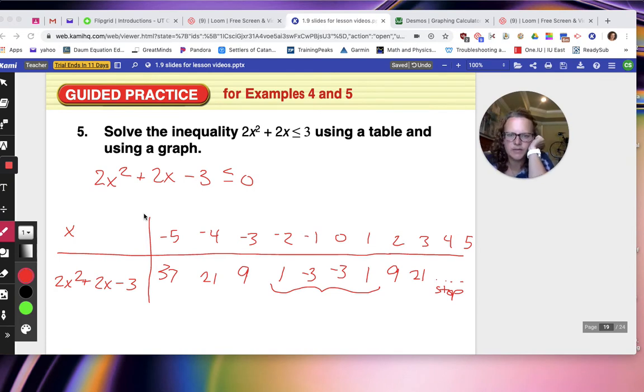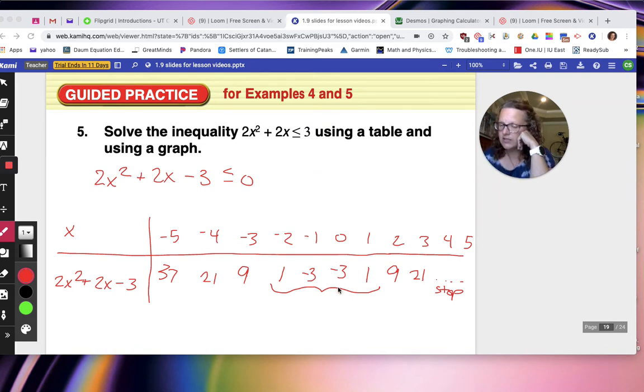So I did the table. If you look, I started at negative 5. That was way too low. Once I got to the middle and went back down, I actually don't have to finish. I can stop. Now we're trying to figure out where this expression is less than or equal to 0. We actually never get the 0. So we know the solution is in here somewhere, somewhere between negative 3 and 1. Because I can't get to 0, the tabular method doesn't work for this.